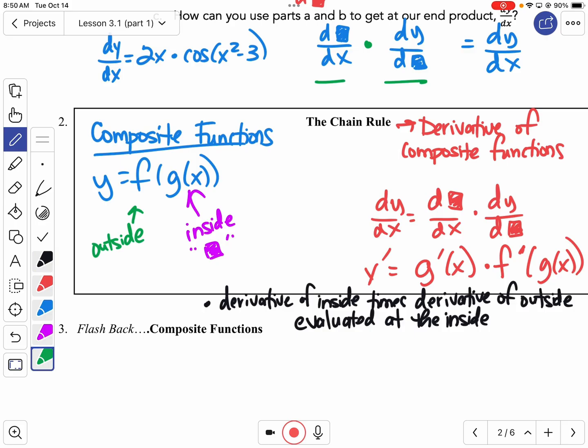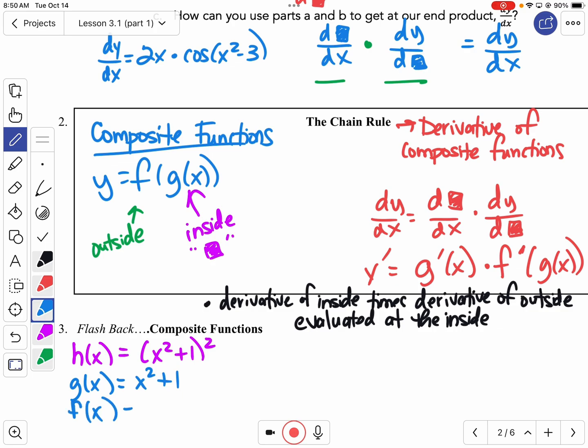All right, so let's do a little flashback. Let's decompose some functions. So h of x equals, start with our warm-up, (x squared plus 1) squared. What was my inside? X squared plus 1 is inside. What am I doing to the inside? I'm squaring it. It is something squared, so we just call that something x.